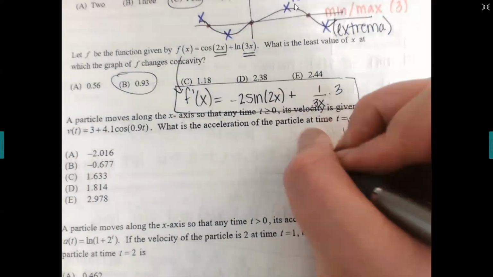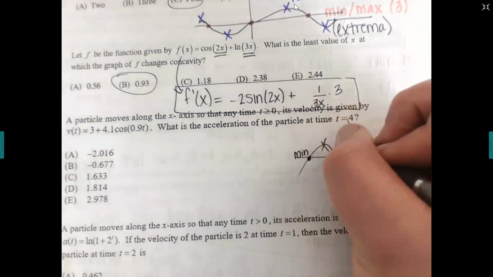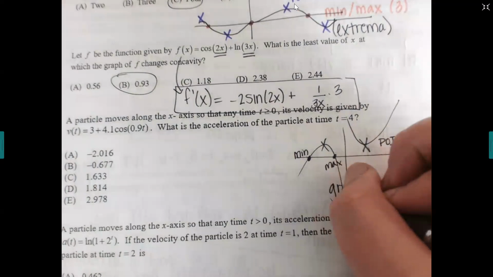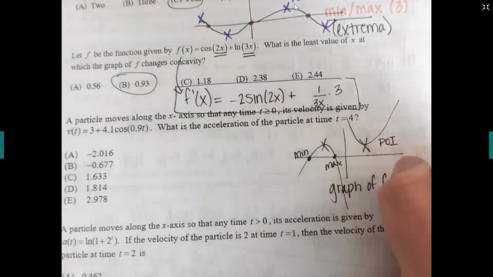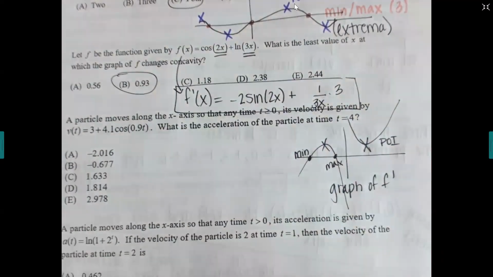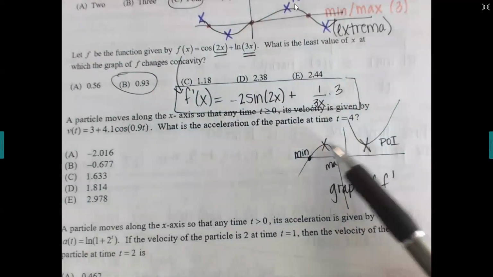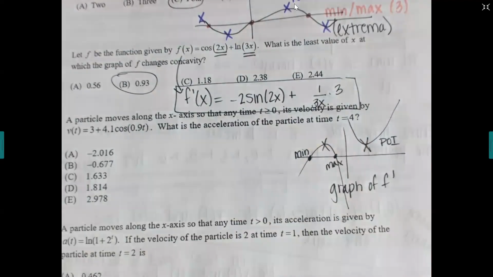This would have been a min. This would have been a max. Because remember, this is a graph of F prime. So if it's an F prime graph, then your mins and maxes are the x-intercepts where it changes sign. And your slope changes.